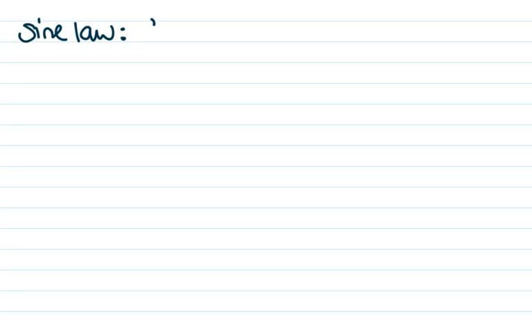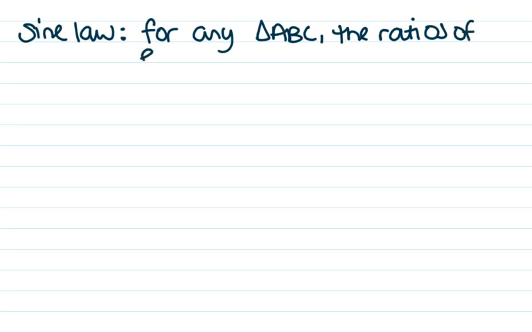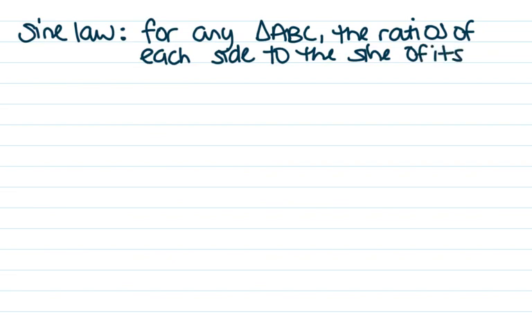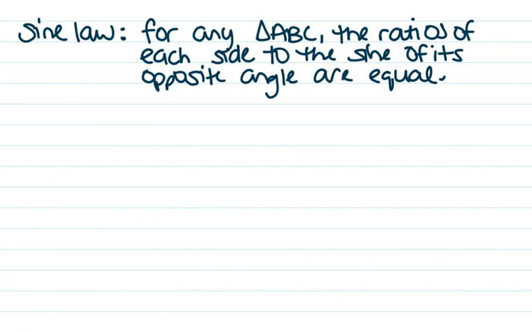So the sine law states for any triangle ABC, the ratios of each side to the sine of its opposite angle are equal. So if I have this triangle A, B, C, and then the side lengths are opposite, so small a is opposite angle A, small b is opposite angle B, and small c is opposite angle C. These are, by the way, for non-right triangles. It'll also work for right triangles, but you could use the primary trig ratios for that.